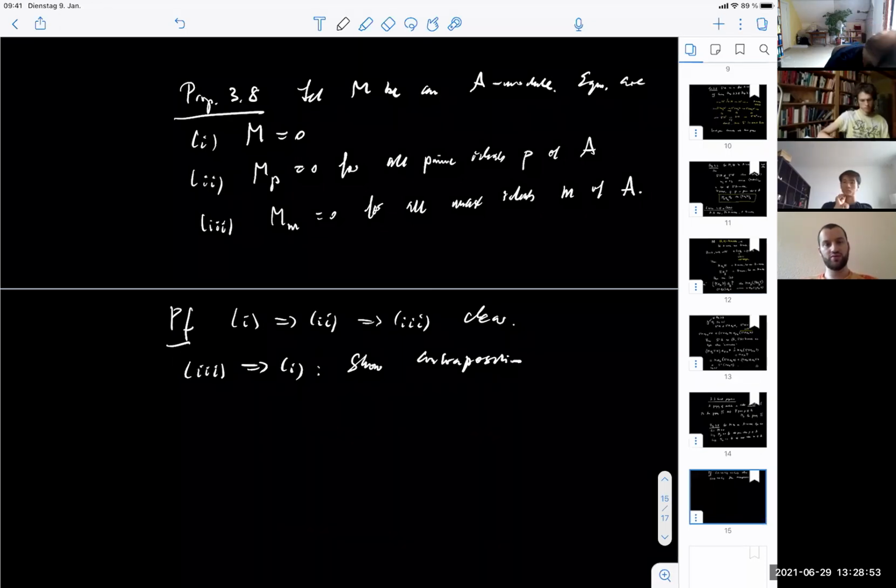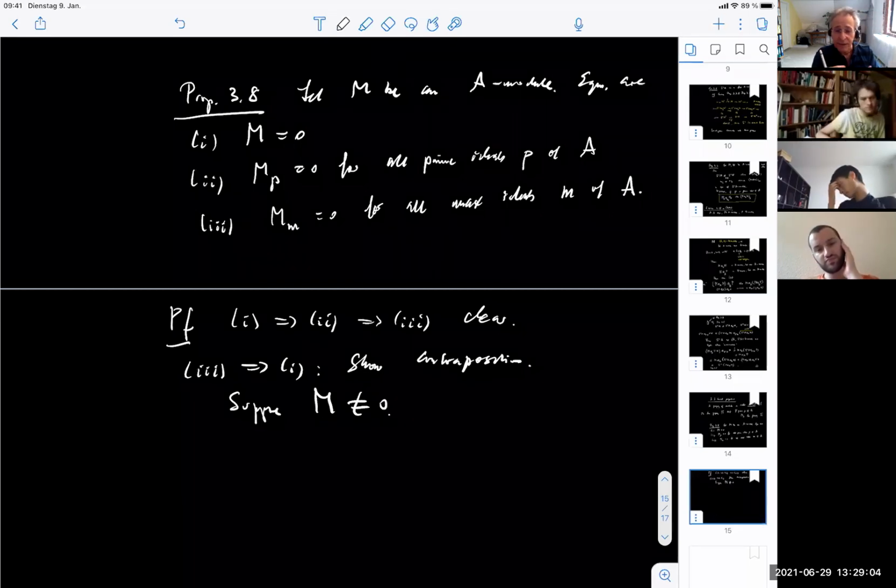So I assume I have a module M that is non-zero. Suppose M is a non-zero module. Then I have to find a maximal ideal such that the localization with respect to that maximal ideal is non-zero. So how do we find maximal ideals? We only have one technique in this generality, and this is via Zorn's lemma. We have a proper ideal, we extend to a maximal ideal. Always that trick. So what kind of ideal will I take? It will be an annihilator.